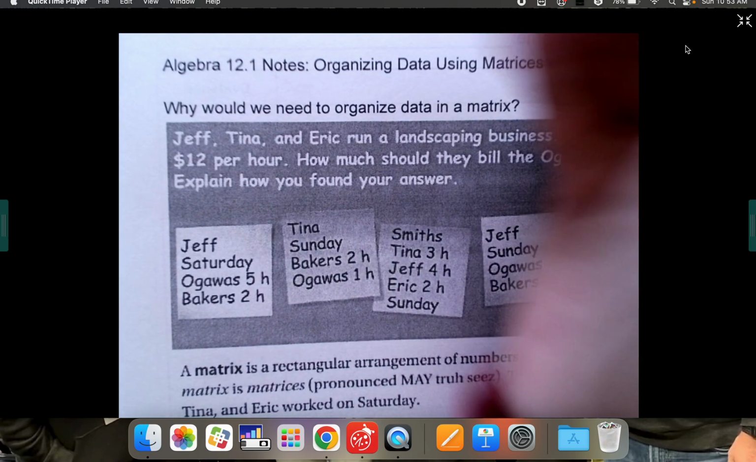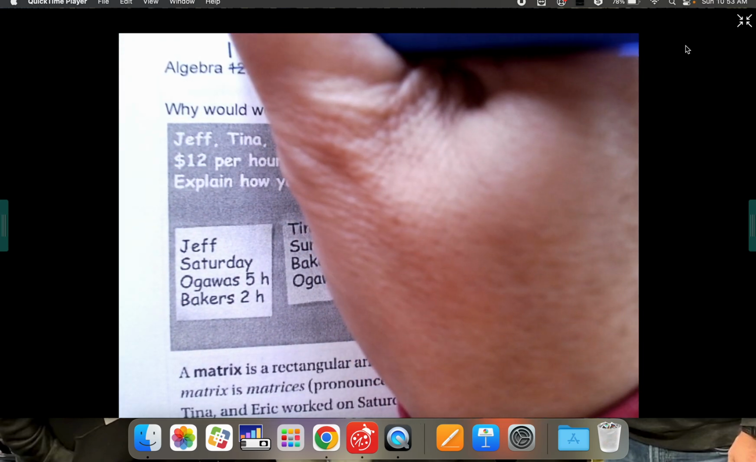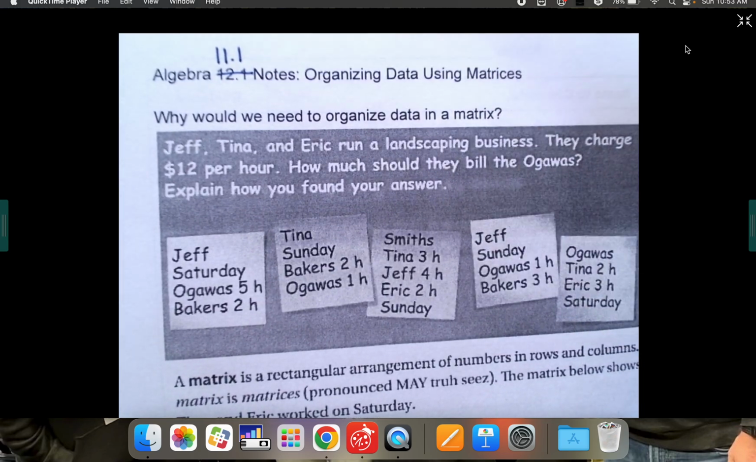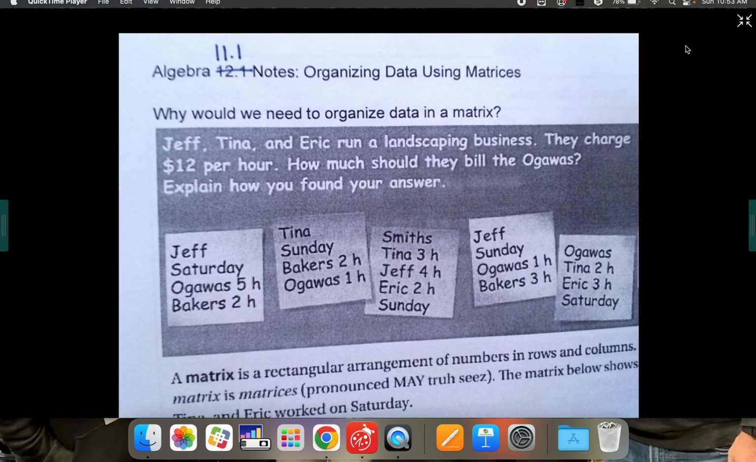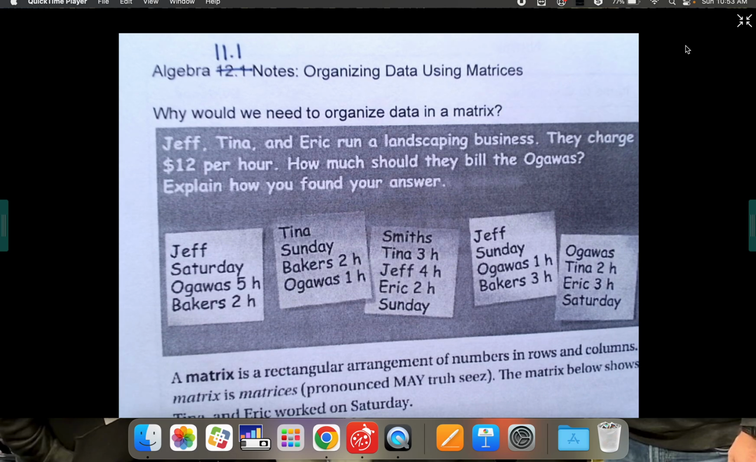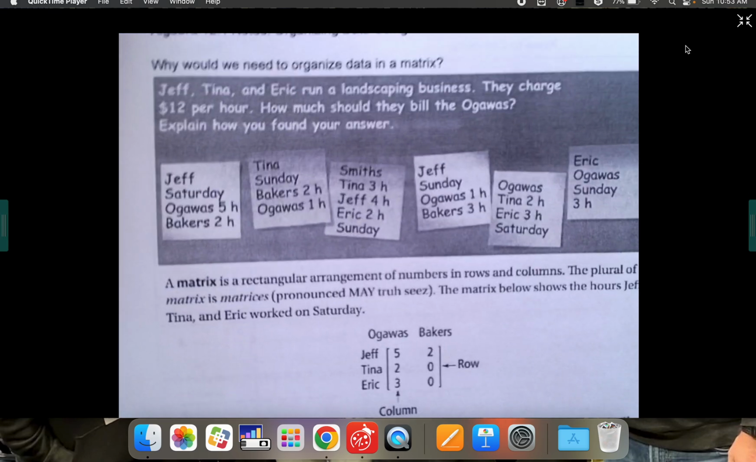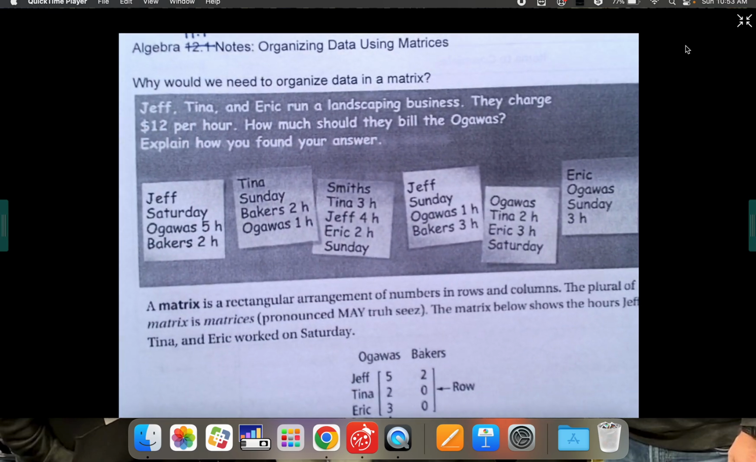For the algebra lesson, this should say, hopefully in yours it says 11.1. If not, I need to fix that. But this is module 11. 11.1 notes is about organizing data using matrices. So why would we need to organize data into a matrix? Let's take a look at this first top example and see what they're saying.